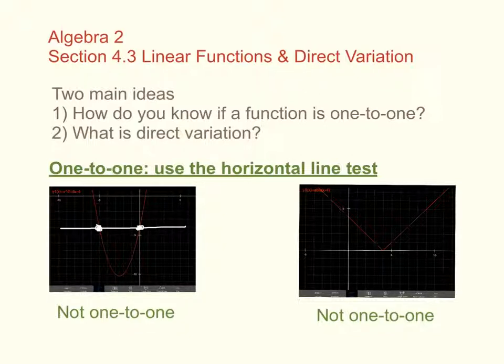The same thing happens with the graph on the right. That's the absolute value function. We perform the horizontal line test anywhere on the graph, and since the red line, which is the absolute value function, touches the horizontal line in two places, it fails the horizontal line test and is not one-to-one.